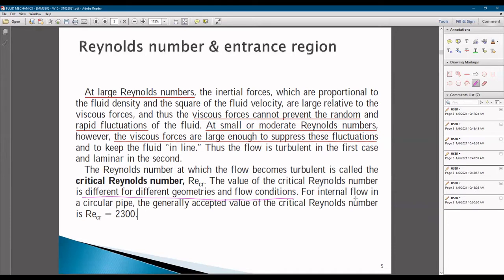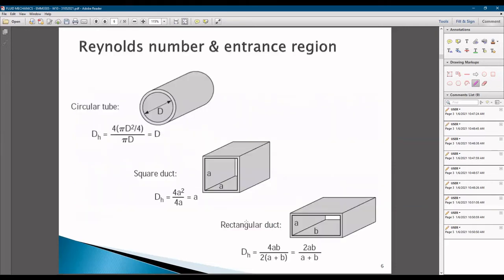For internal flow in a circular pipe, the generally accepted value of the critical Reynolds number is 2,300. Roughly, this is the number that is accepted by the fluid community, I would say. But again, this particular number is different for different geometries and flow conditions. It might change slightly.